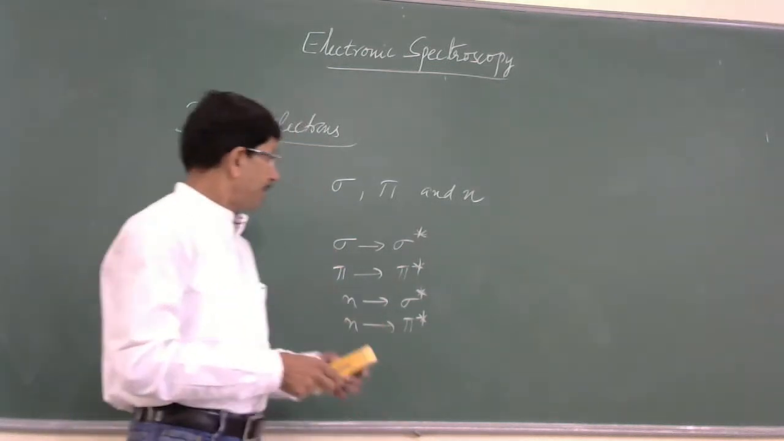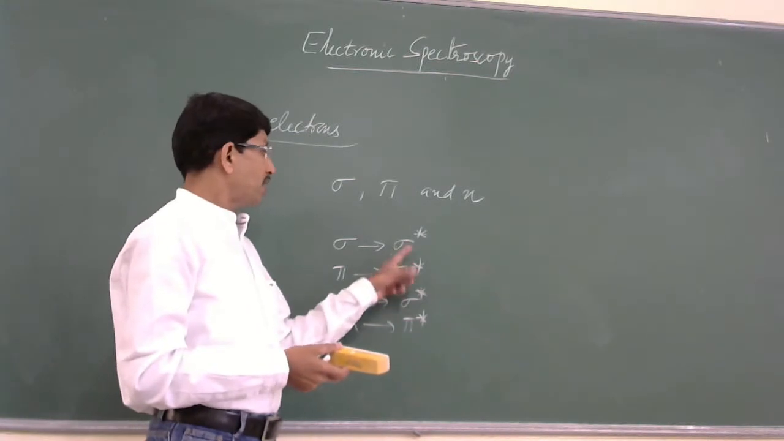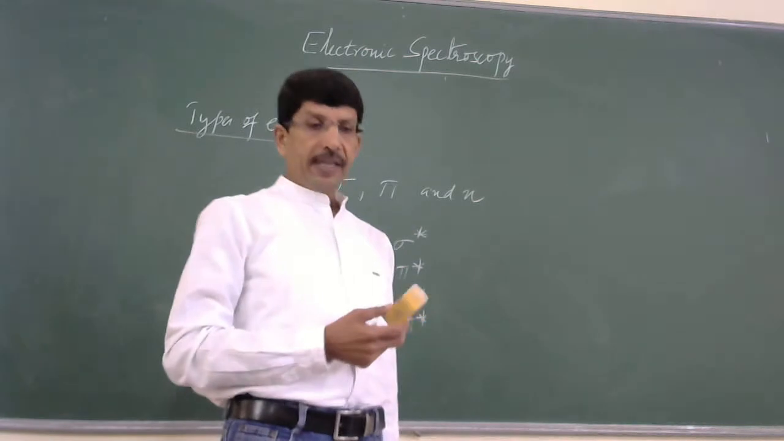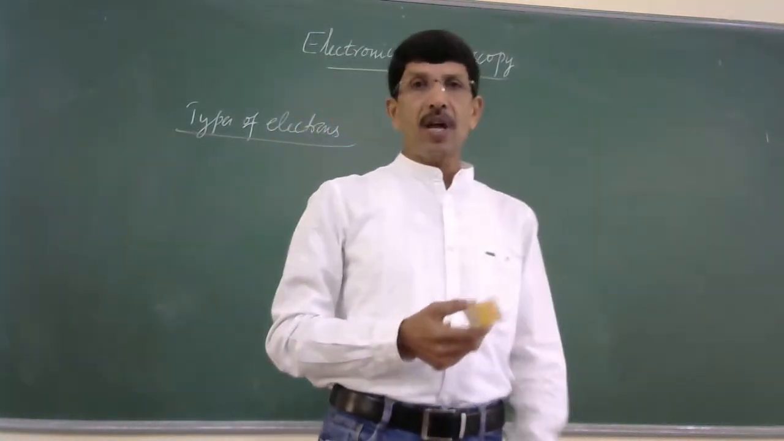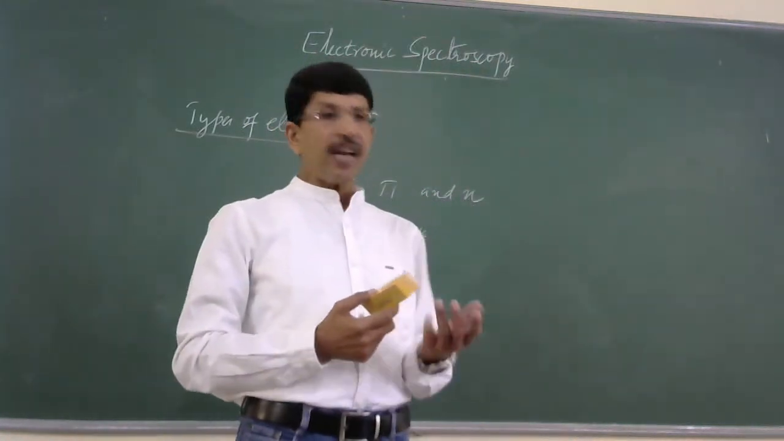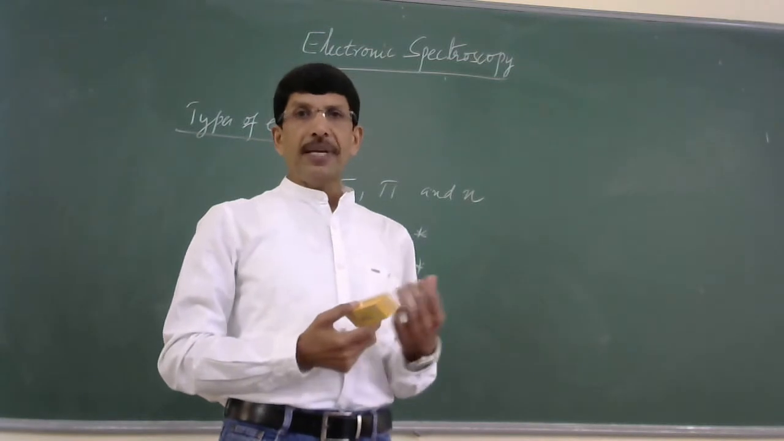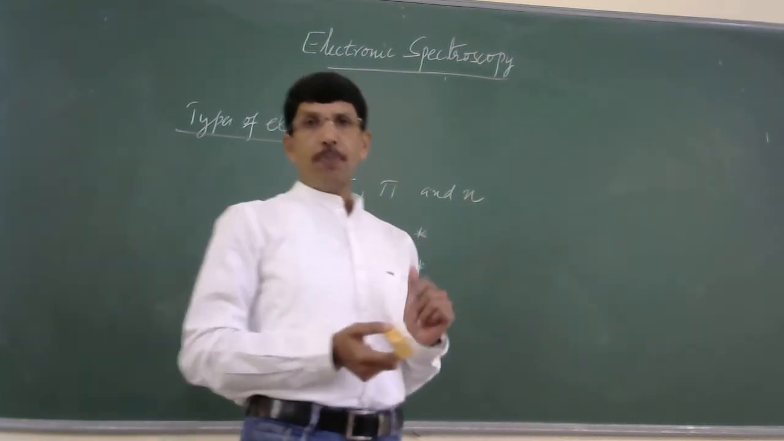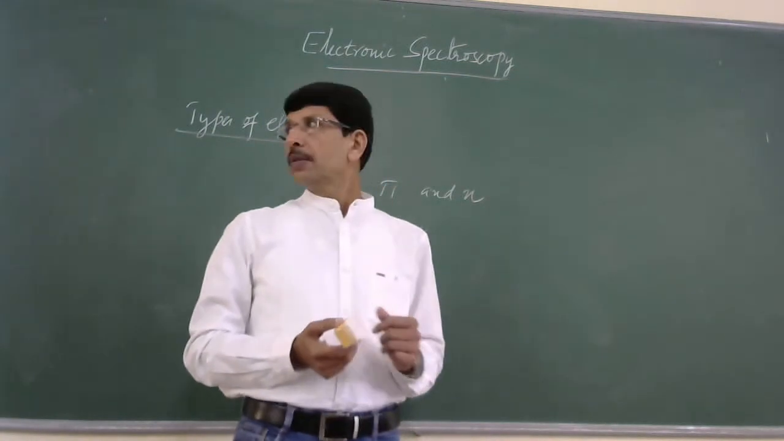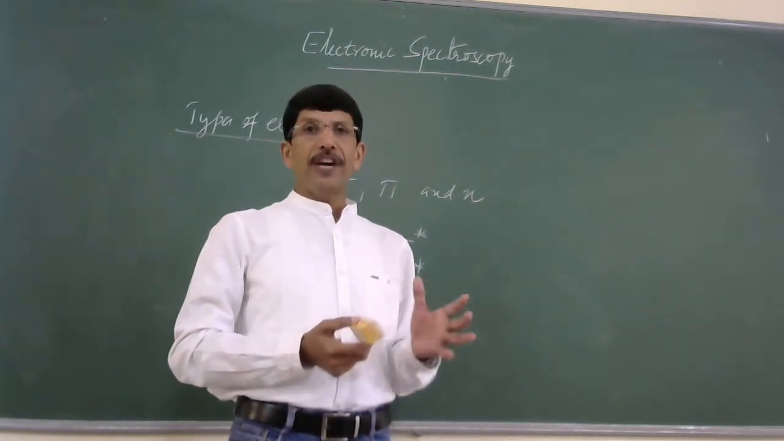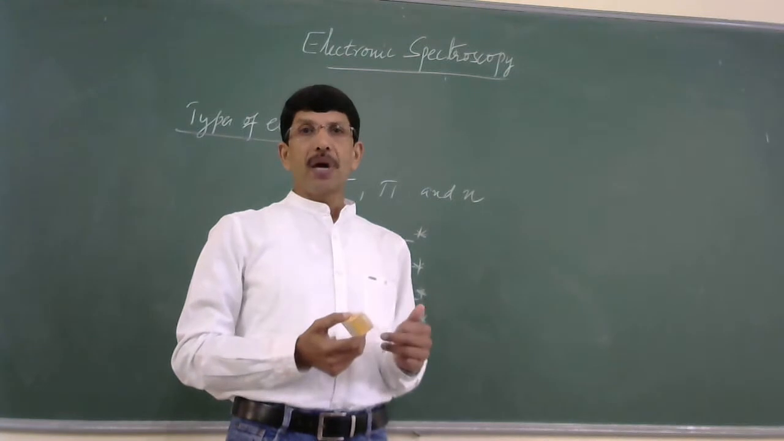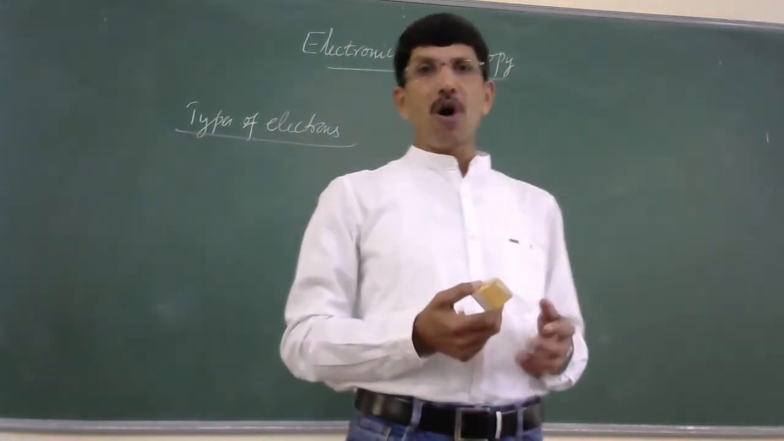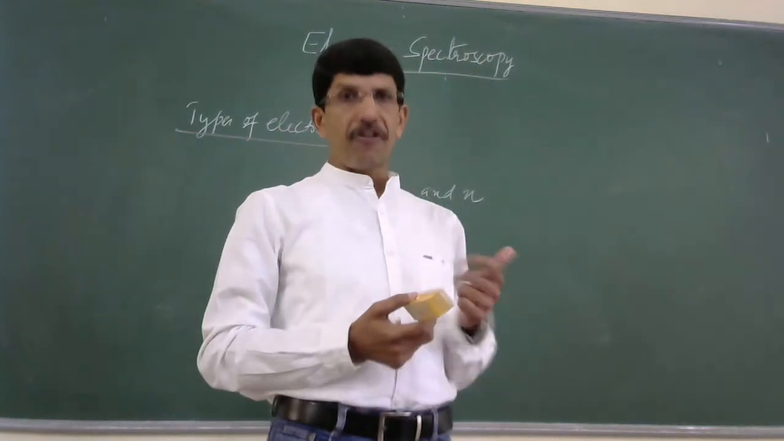So what are these sigma star, pi star? We have learned in molecular orbital theory that atomic orbitals combine to give molecular orbitals. When atomic orbitals combine to give molecular orbitals, depending upon the type of combination, molecular orbitals of different types, namely bonding molecular orbitals, anti-bonding molecular orbitals, and non-bonding molecular orbitals are formed.